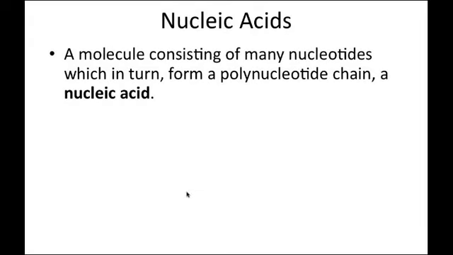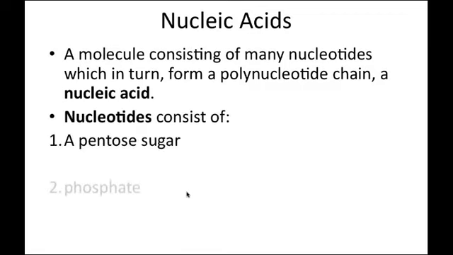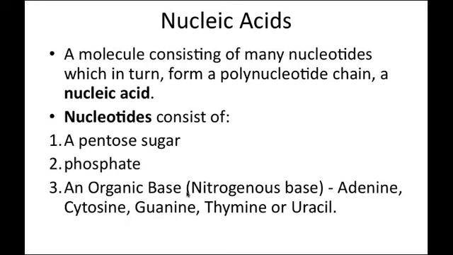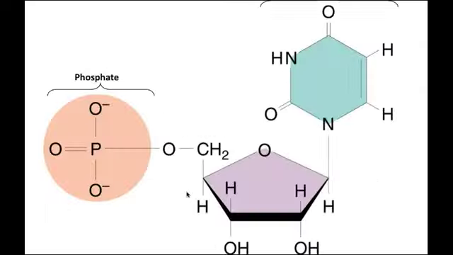Okay, so nucleic acids, right? This is a molecule consisting of many nucleotides, which in turn form a polynucleotide chain as a nucleic acid. So if you take nucleotides and you string them all together, you'll get a nucleic acid. Nucleotides, oftentimes people think of this as just the base, like adenine, cytosine, guanine, thymine, or uracil, but also consists of that pentose sugar and that phosphate, which make up the whole entire nucleotide.